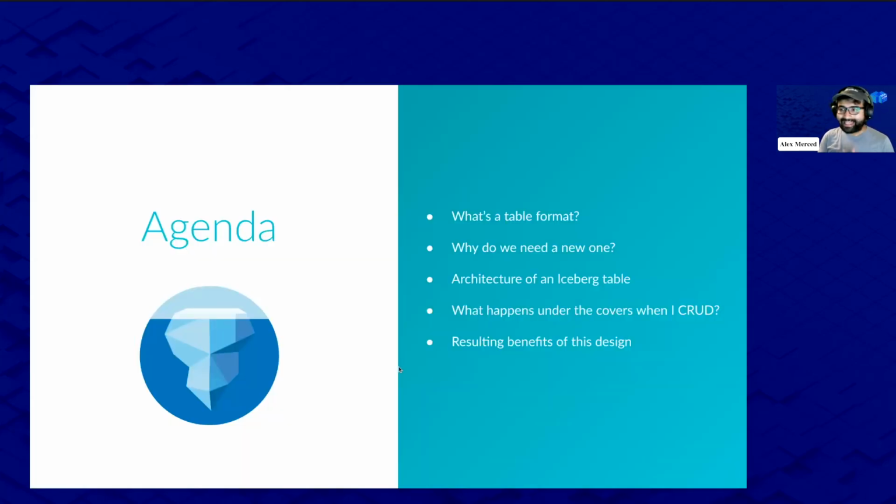Now, in today's agenda, what I want to do is talk about what is a table format. I've been hearing all this hype about Apache Iceberg, and everyone's saying it's a cool table format, but what is a table format? Why do we need a new one? What was so wrong with what came before that we needed something new? How does an Apache Iceberg table work? What is its architecture? What is the structure that enables all these cool features that we're hearing all this hype about?